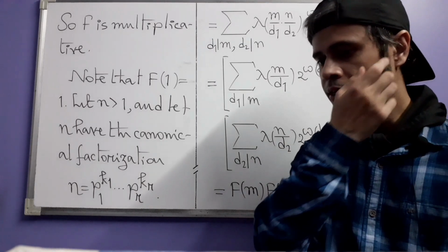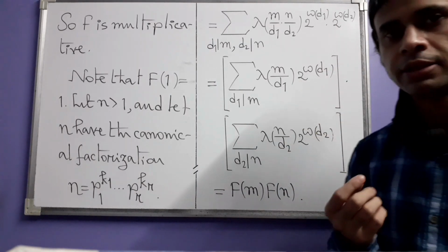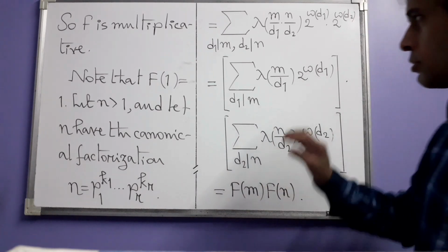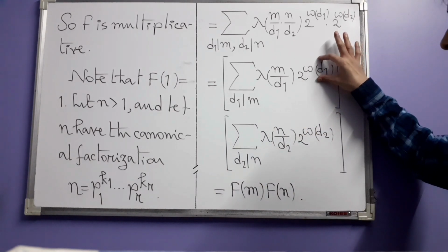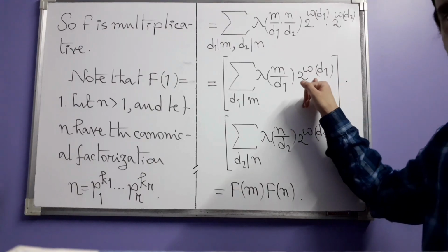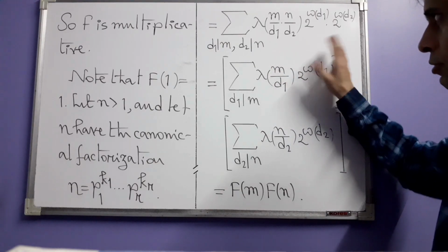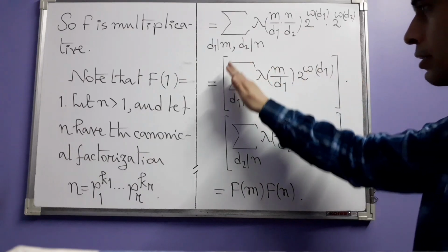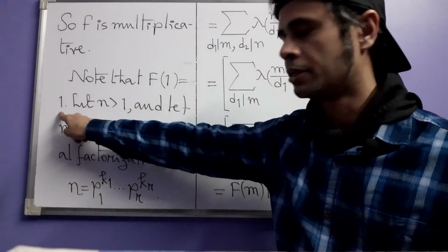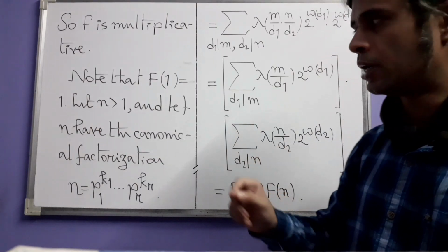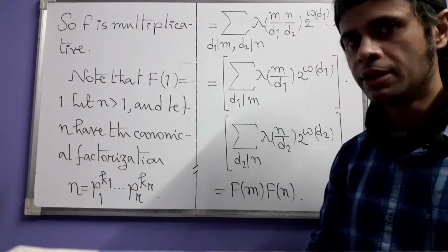How many distinct prime divisors does 1 have? None. There is no prime divisor of 1. So omega of 1 is 0. So you have 2 to the power 0 here. And accordingly, this is also 1, this is also 1. So that means this entire sum is 1. So at least for the value n equal to 1, f of n is really 1.